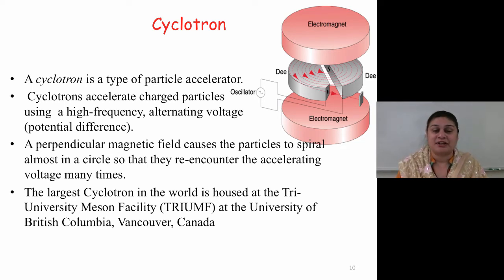The largest cyclotron in the world is housed at the Tri-University Meson Facility, TRIUMF, at the University of British Columbia, Vancouver, Canada.